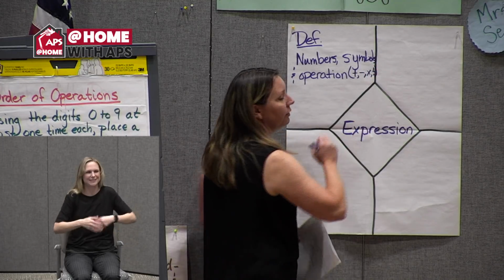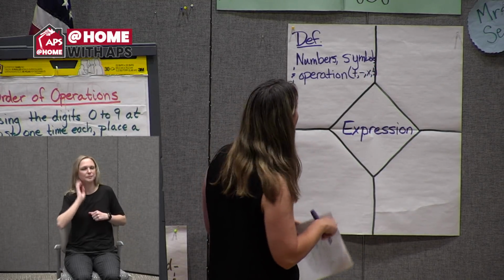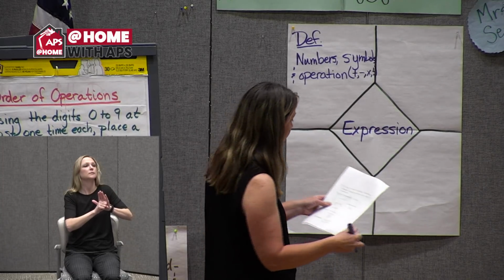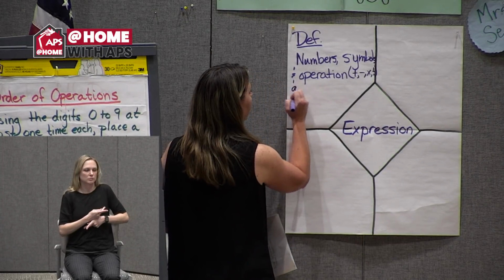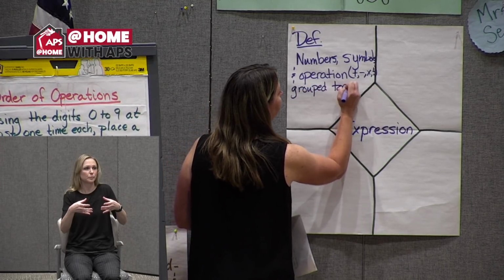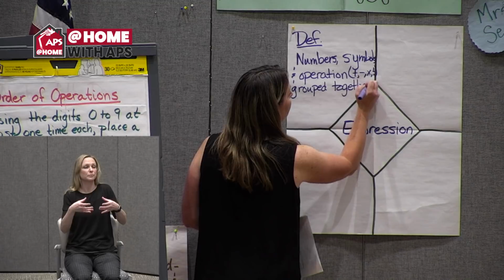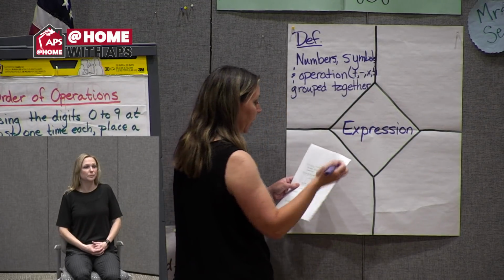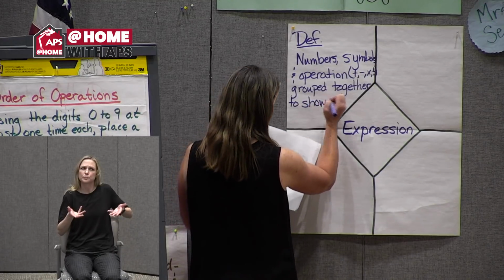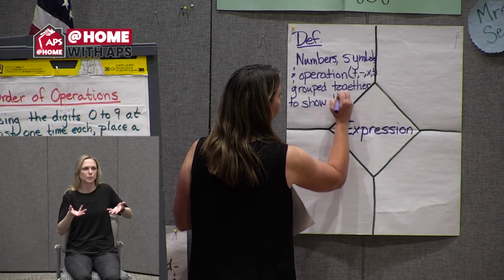Oop, that got really tiny. I apologize. So we're going to take numbers, symbols, and an operation, and group them together to show the value of something.